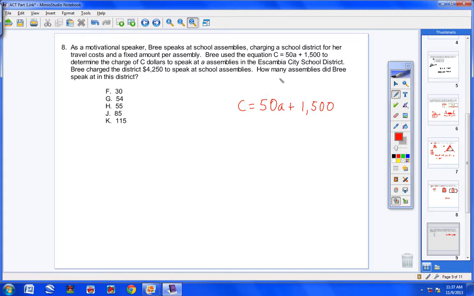Now follow my pen, please. What does A stand for? She's charging C dollars. Let's go ahead and write it down now. C stands for dollars to speak at A assemblies. So A would be the number of assemblies. Got it? Abbreviate it: number of assemblies.